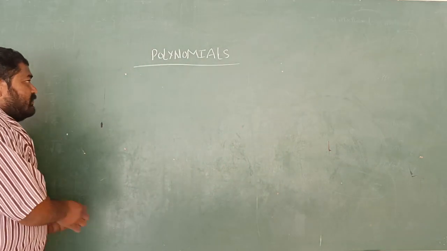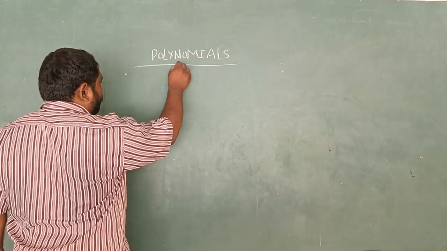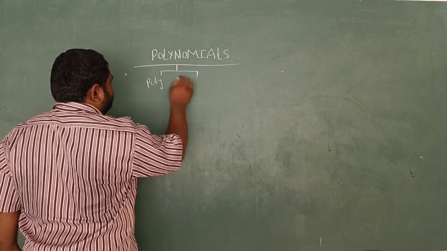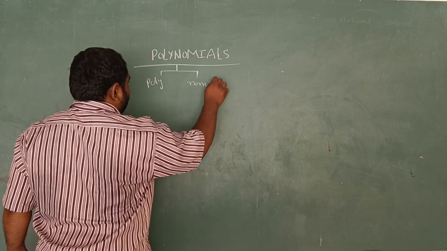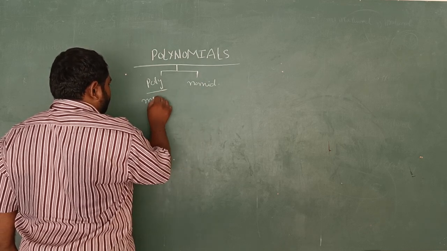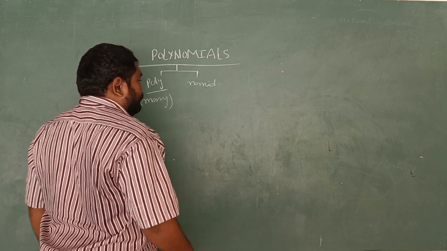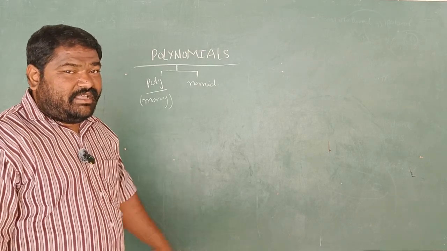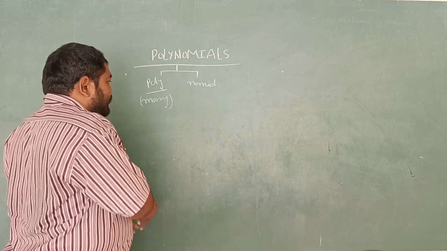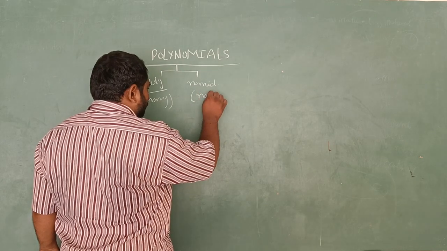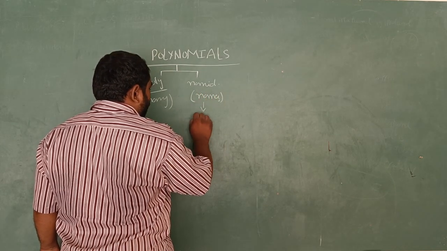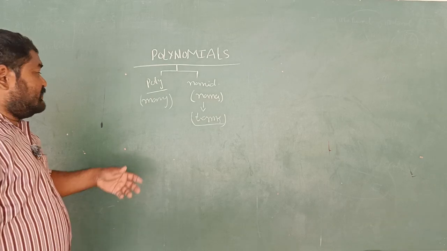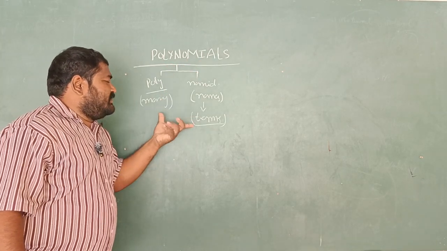Polynomial. First, we have to learn the literal meaning of polynomial. There are two terms here. The first one is poly and the second one is nomial. Poly means many. On the roadside, you will see polyclinic. After the 10th class exam, most of the students are interested in writing polytechnic, which means many. Poly means many. Here, nomial means names. In mathematical terminology, it is called terms. T-E-R-M-S. Terms. This is many terms. The chapter name is polynomials, which is many terms.